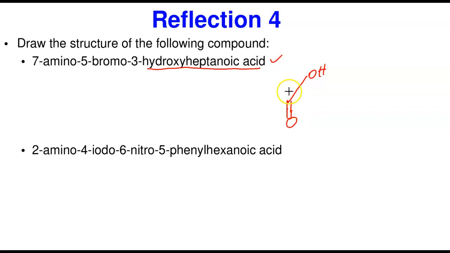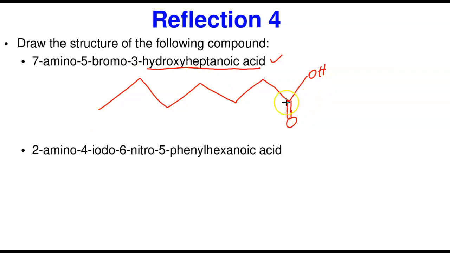So I'm going to say 1, 2. Oh, will I have enough space? Okay, 2, 3, 4, 5, 6, 7. Let's see, 1, 2, 3, 4, 5, 6, 7. Okay, that's 7. That's heptanoic acid. So let's now put the attachment.